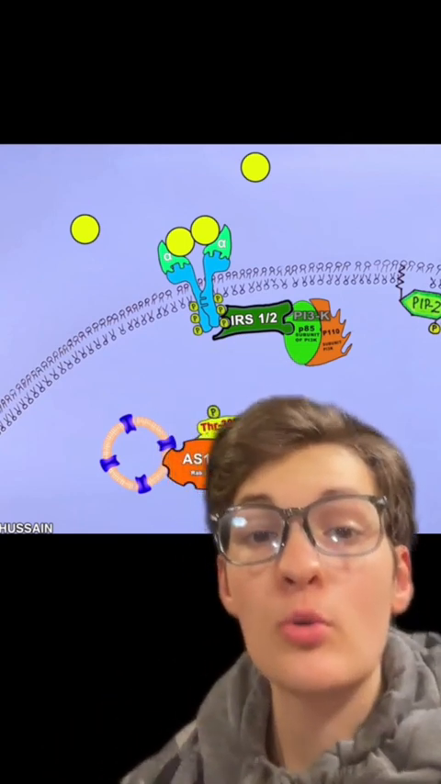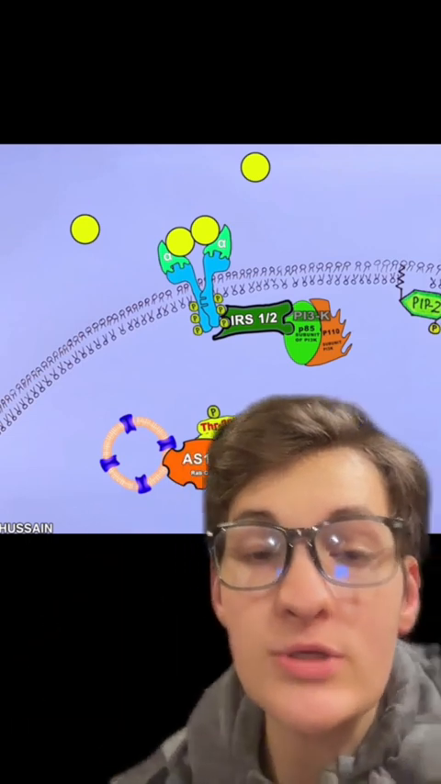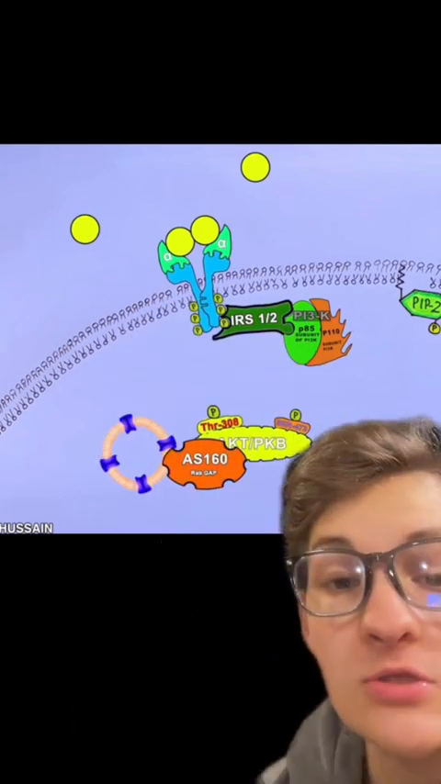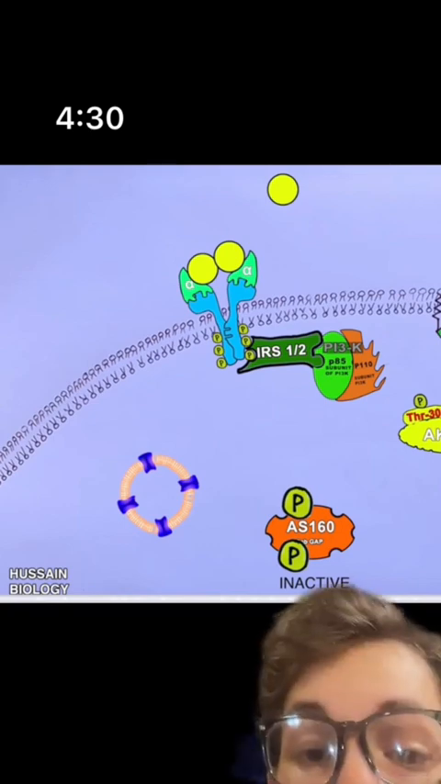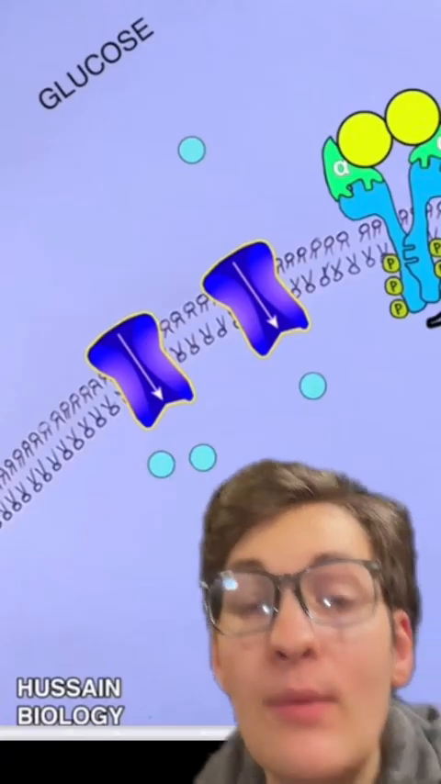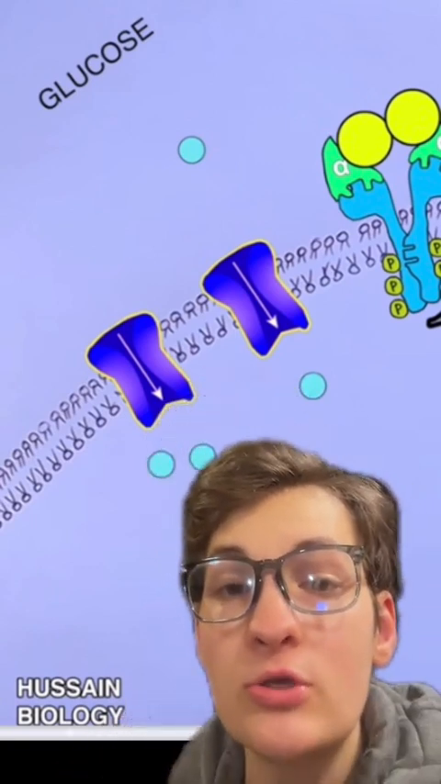Under normal conditions, AS160 is bound to this vesicle. These purple proteins are called GLUT4 transporters, and they are molecules that can take glucose from our bloodstream and transport it into our cells. But when this vesicle is bound to this protein, the vesicle is unable to embed itself into the membrane. But lucky for us, when AKT binds to AS160, it inactivates the protein, allowing those GLUT4 vesicles to bind to the membrane and begin allowing glucose into our cells. And this is how insulin lowers our blood glucose.